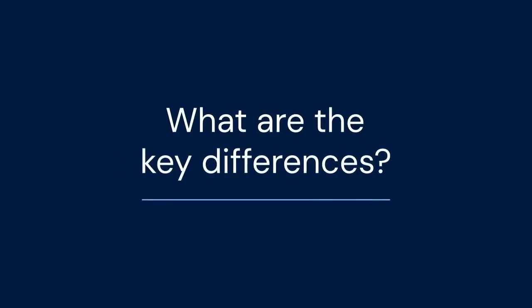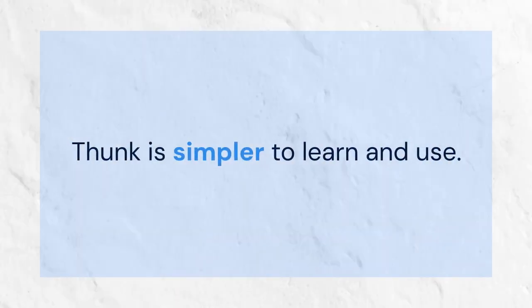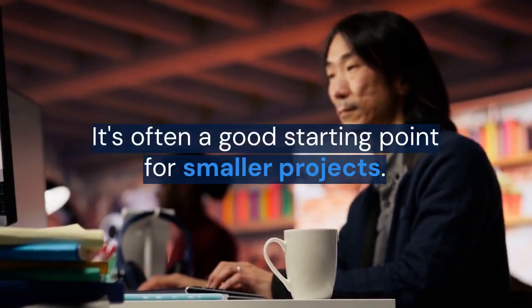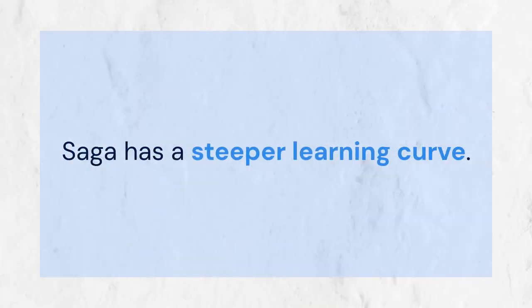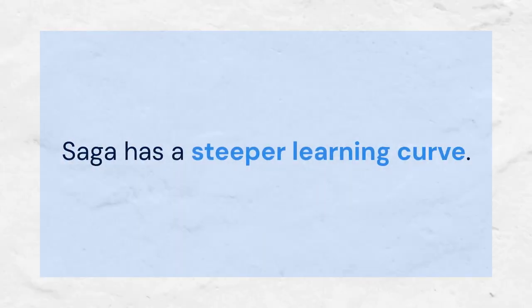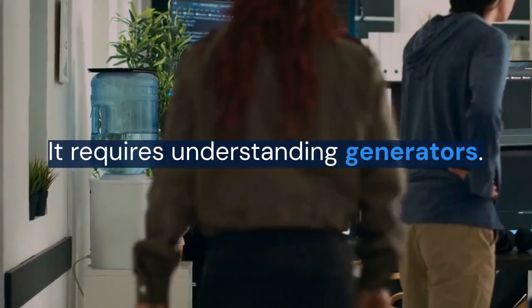So, what are the key differences? Thunk is simpler to learn and use. It's often a good starting point for smaller projects. Saga has a steeper learning curve. It requires understanding generators. However, it offers more powerful control over asynchronous operations.